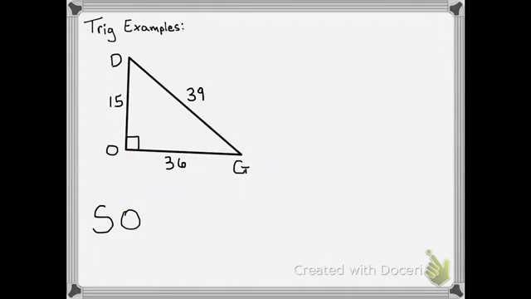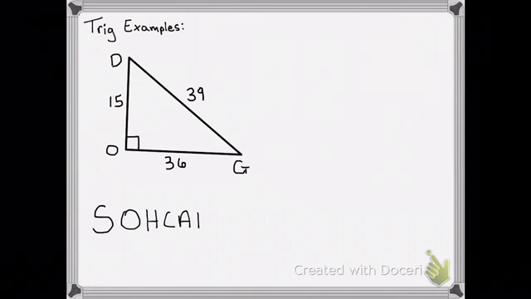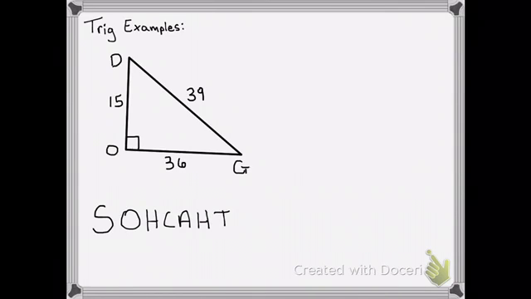We have SOH CAH TOA. If you remember SOHCAHTOA, you will be fine as far as what trig function represents what ratio. You have the SOH, the CAH, and the TOA. S meaning sine, C meaning cosine, T meaning tangent. All of the O's stand for the opposite side, all of the A's stand for the adjacent side, and all of the H's stand for the hypotenuse.